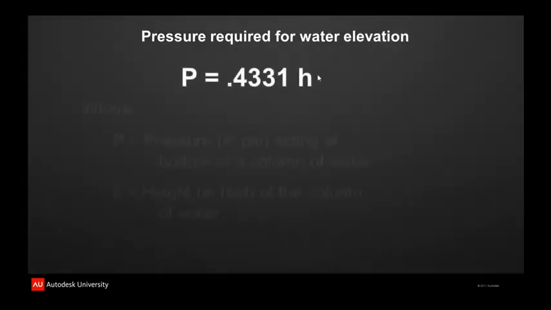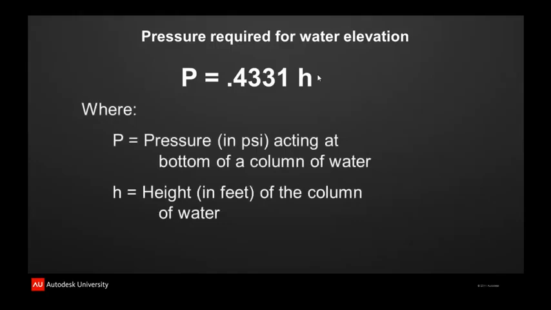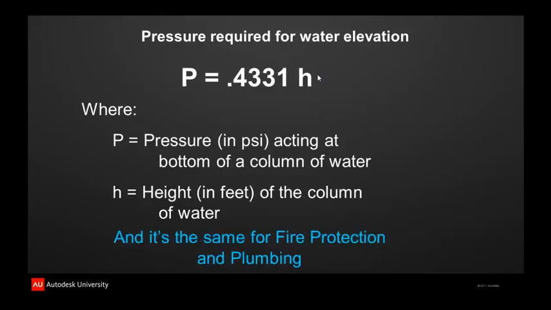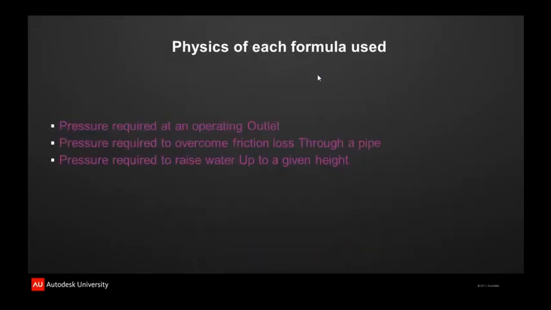So our friction loss, or not our friction loss, but our elevation pressure formula then is P, the pressure required to raise water any given height, is 0.4331 times the height. So we've got our three formulas. And this one, like the last, is exactly the same for fire protection and for plumbing.